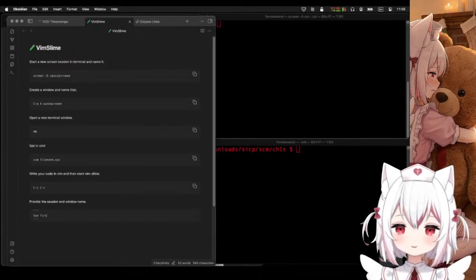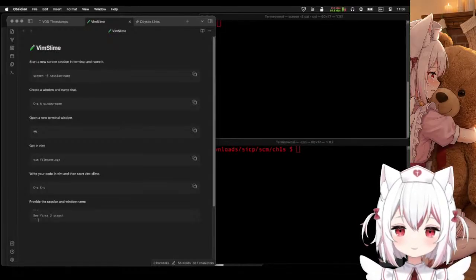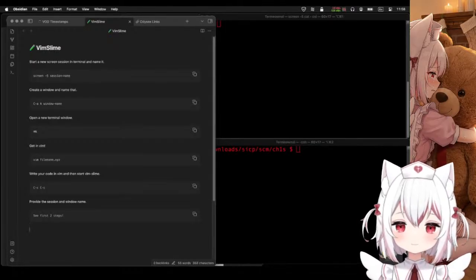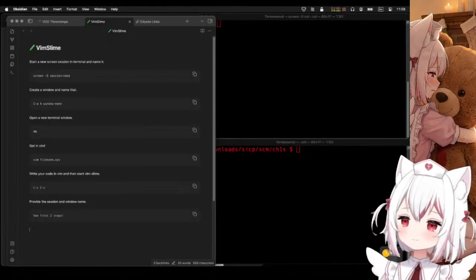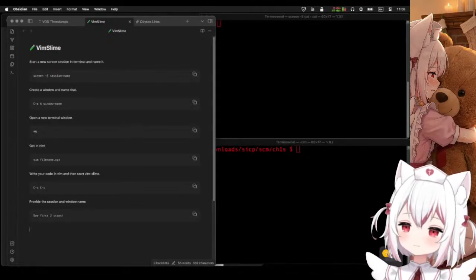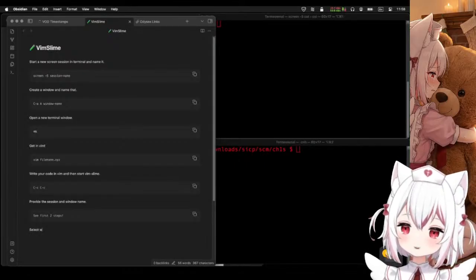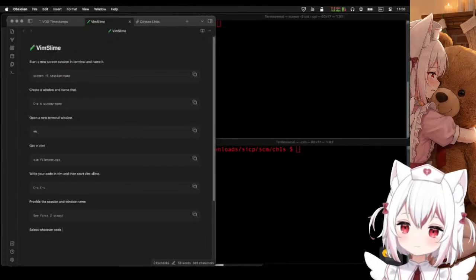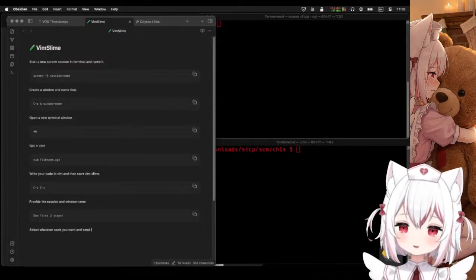Yeah. The first two steps. And then what do we do? And then select whatever code you want and send it to the screen.